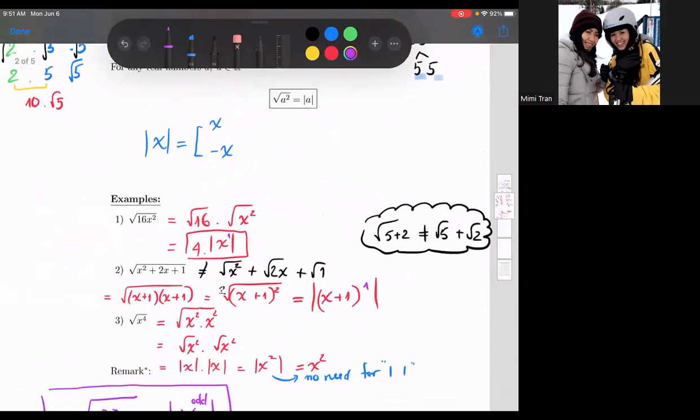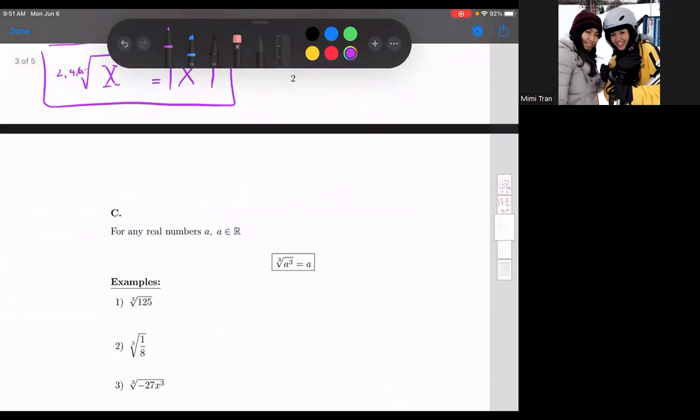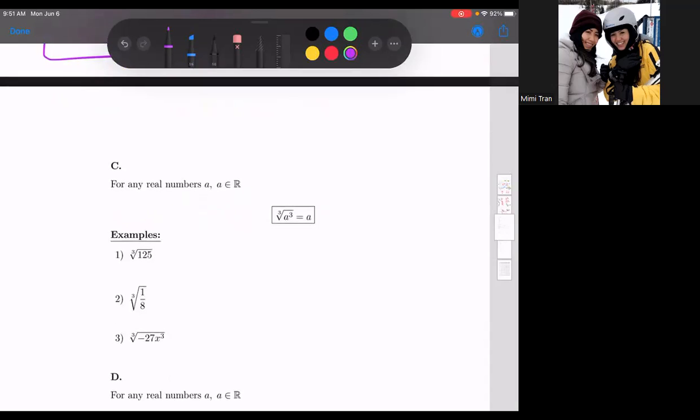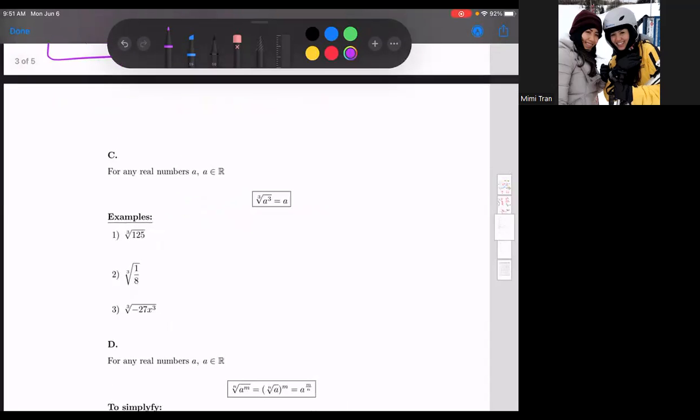So far, so good. Does anyone have a question? Okay, let's move on because we have a lot to cover. I'm so sorry. This section is just long.